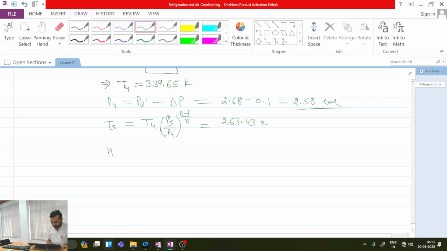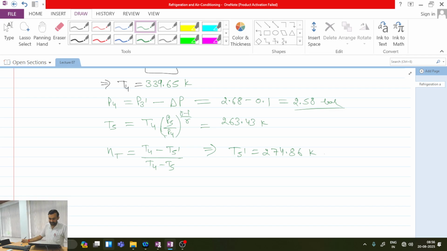Now what else? Efficiency of turbine. What is the efficiency of turbine? Please tell me. It is T4 minus T5 dash divided by T4 minus T5. From here I will get T5 dash, which is how much? 274.86 Kelvin. And after that, what is the next question? I have calculated pressures and temperatures at all the points. The next question is the mass flow rate of the air.